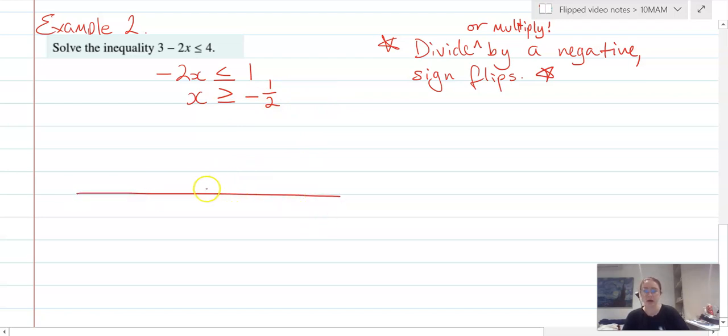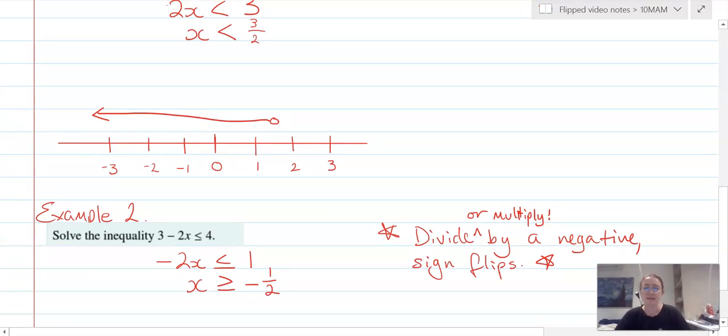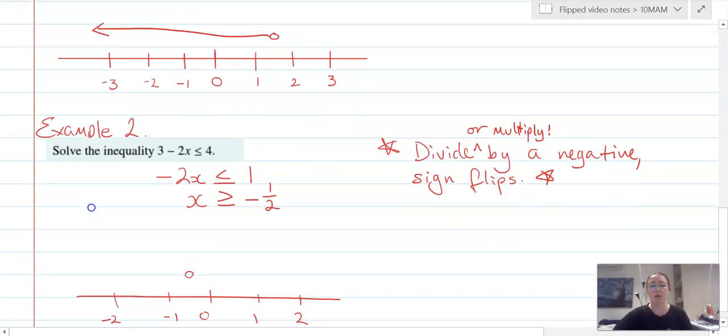So if I had my number line, 0, -1, -2, 1, 2, we would draw our circle at -1/2. Now, you notice in our first example, we drew an open circle. This is because x can never actually equal 3/2, right? It's always going to be less than it. It can go right up to the border of it. It can never equal it.